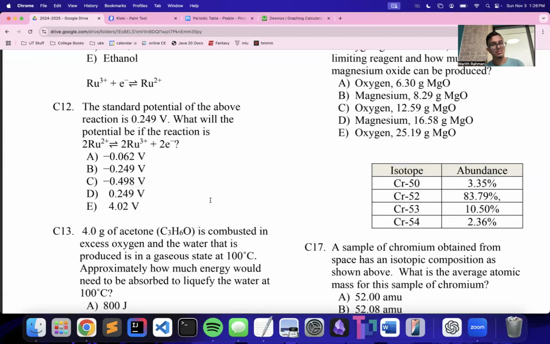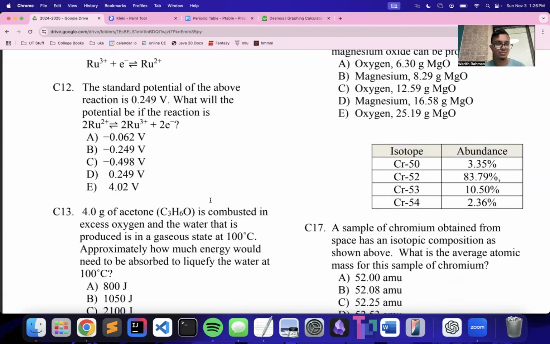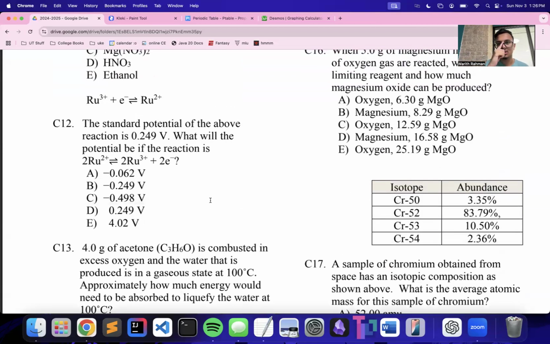Okay. Standard potential of the above reaction is 0.249. What is the potential? Okay. So two important things to remember that make this one super easy. Number one, the potential of a reaction is just going to negate if you flip the reaction. So if we replace all these twos with ones, these are just flipped reactions. So it would be negative 0.249.